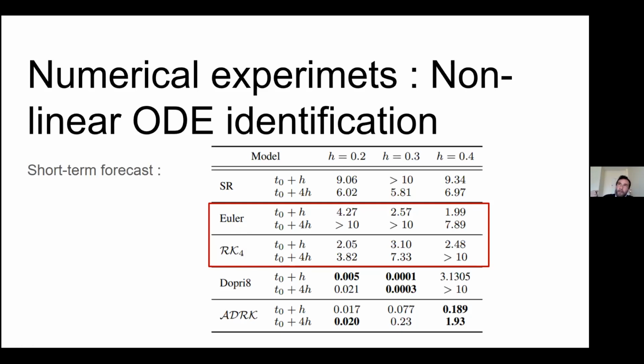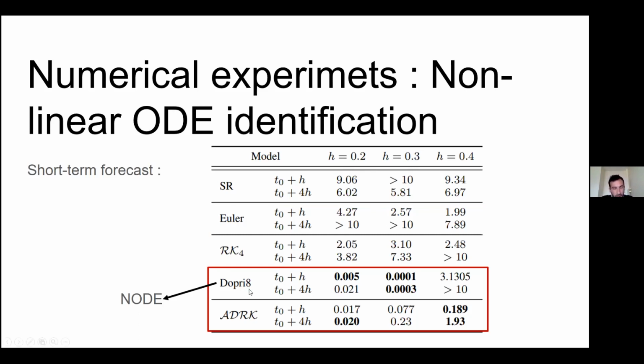A simple way to picture this is to say that, for example, if we use the true dynamical model and try to integrate it using Euler and Runge-Kutta at this time step, it will not work. So of course, it will not work from an identification perspective.